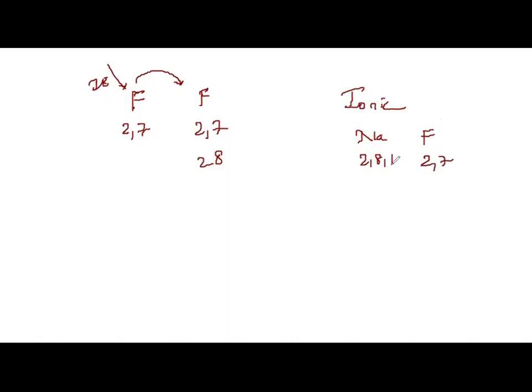Take sodium, 2, 8, 1. Sodium will lose 1 electron. Why? Because it will then have 8 electrons in its outermost shell. It becomes octet by losing 1 electron, Na plus. Fluorine, 2, 7, will gain that 1 electron and also attain octet configuration, becoming 2, 8. So all the atoms tend to have octet configuration, as we have seen so far in ionic bonds.